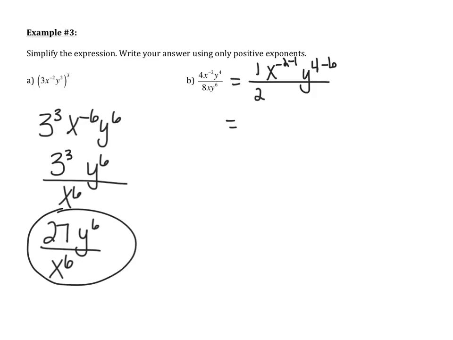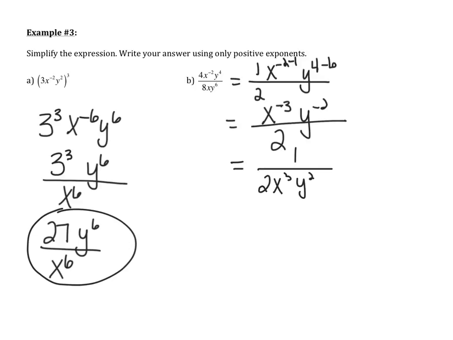So just to reduce that, I don't really need to have this 1 up here, so I'm going to get rid of that 1. But I would take x, and negative 2 minus 1 is negative 3. And y to the 4 minus 6 is y to the negative second, and again there's still just that 2 down there. So I cannot leave any negative exponents in the numerator, so I'm going to move that x to the negative third to the bottom and the y to the negative second to the bottom. So it'd be 2x to the third, y to the second, and then I would just have a 1 left on top. And that would be my final answer.